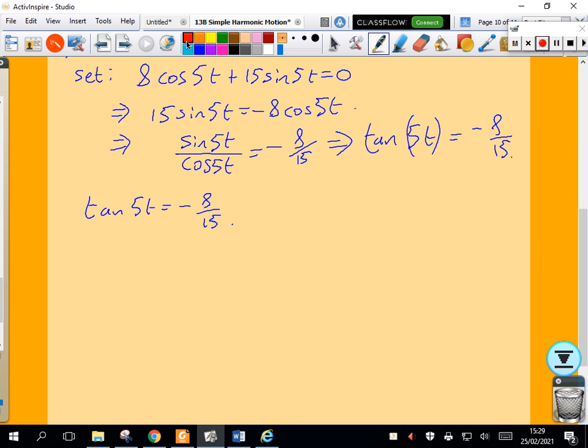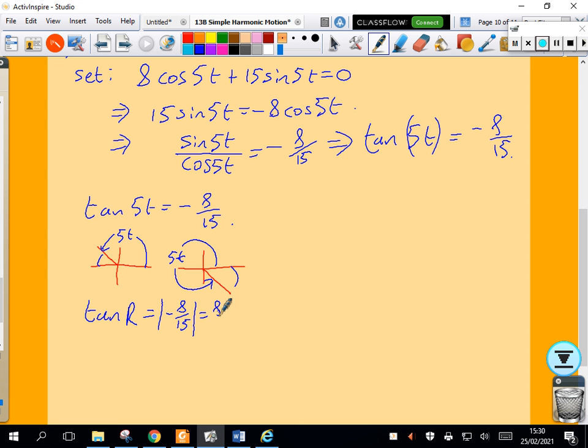Remember where tan is going to be negative, here in quadrant 2 and quadrant 4. So 5t is either going to be in here, terminal side in the second quadrant, or 5t will have its terminal side in the fourth quadrant. Because in quadrants 1 and 3, tan is positive. The other thing is tan of the reference angle. Remember, the reference angle is to the nearest horizontal. Tan of the reference angle is going to be the absolute value of negative 8/15, which is just 8/15.